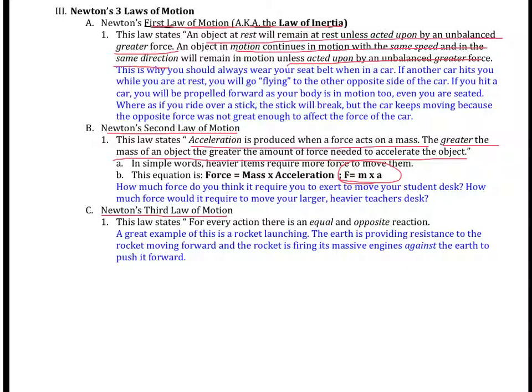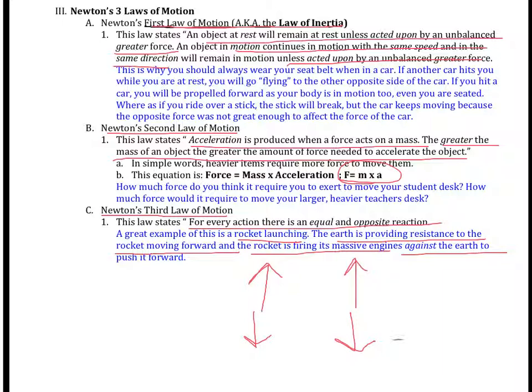All right, Newton's third law. For every action, there is an equal and opposite reaction. This one we have not talked about before, but you experience it all the time. A good example of Newton's third law is launching a rocket. The Earth is providing resistance to the rocket moving forward, so the rocket fires its engines. The blast from those engines pushes against the Earth. Okay, so it's pushing down, which then causes the rocket to move forward. So for every action, there is an equal and opposite reaction. The engines push on the ground, and then that causes the rocket to go up. And that is Newton's three laws: law of inertia, law of acceleration, and for every action there's an equal and opposite reaction.